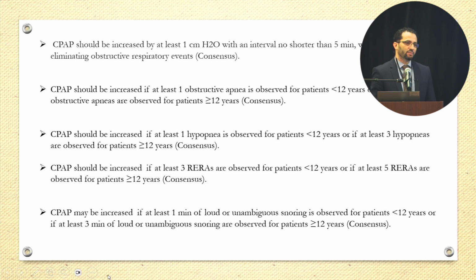If you eliminate the obstructive events and you end up with snoring, there's still an indication to go up in your CPAP. If you see 1 minute of loud or unambiguous snoring in children who are less than 12 years old, you still need to increase your CPAP by 1 point. Usually for snoring, you don't need that much of a change. For adults, you need 3 minutes of loud snoring to increase your CPAP.